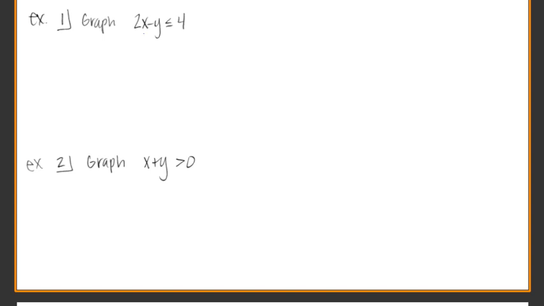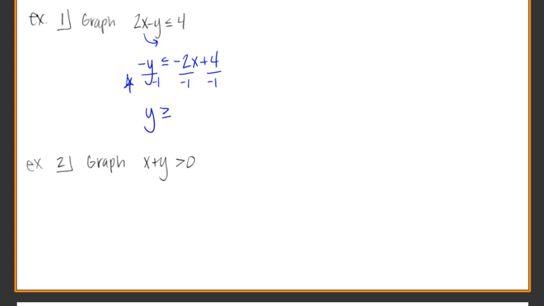So let's move these x's over. We get negative y is less than or equal to negative 2x plus 4. And let's divide everything through by that negative 1. And like I said, right there, we're dividing by negative 1. So anytime you multiply or divide by a negative number, we have to reverse that inequality symbol.